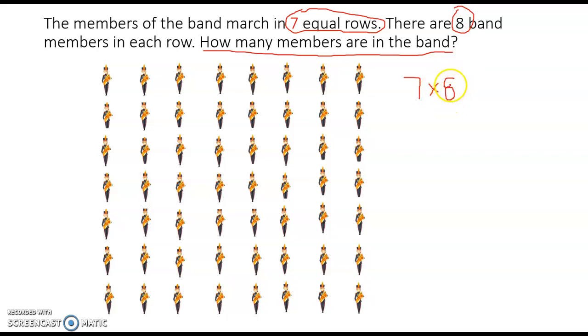Can you think of a way to break 7 up into 2 easier numbers to multiply by? You probably said 5 and 2. 5 plus 2 is 7. So 1, 2, 3, 4, 5 rows. And then the second array has 2 rows. So now we've got 5 times 8, and we've got 2 times 8.